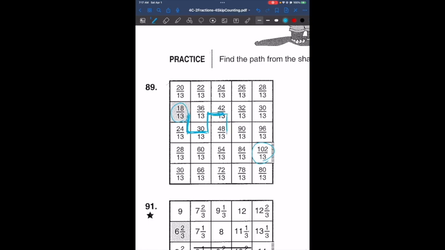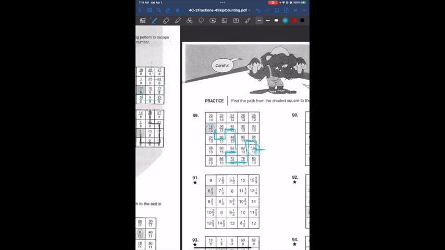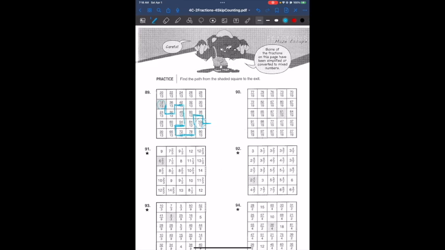Add 6, so it's now 48 over 13. Add 6, so it's 54 over 13. Add 6 to get 60 over 13, then 66 over 13. Then we add 6 again, so 72 over 13, 78 over 13. Add 6, so 84 over 13, and then add 6 to get 90 over 13, 96 over 13, and then we can get to 102 over 13 and exit. So we found our path, even though it was still a little complicated.